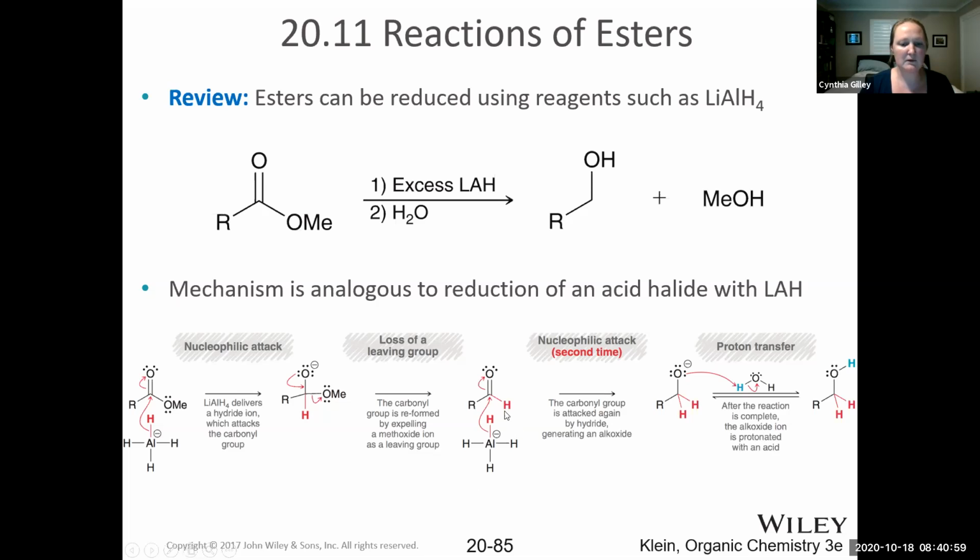So draw a second equivalent of LAH and do a second nucleophilic attack to reduce this carbon further. The alkoxide will wait at this point until you add something to protonate it at the end, either water or a dilute acid solution will work. Again, this is not a reversible step, right? Because these are not good leaving groups.